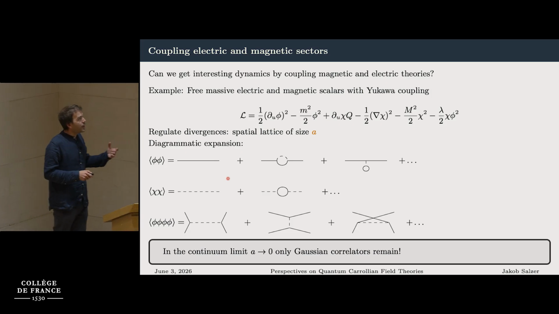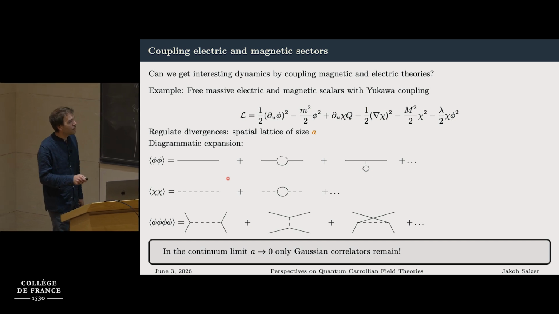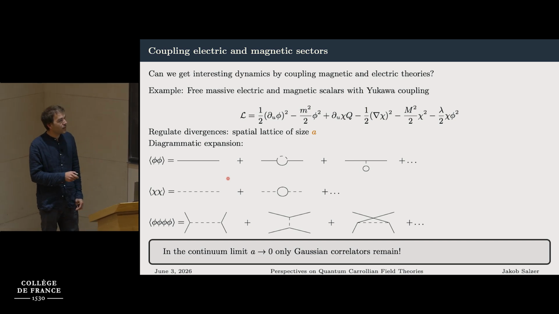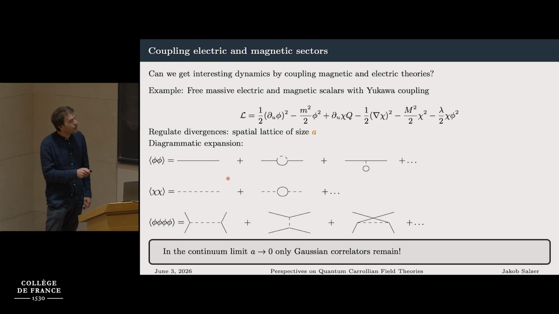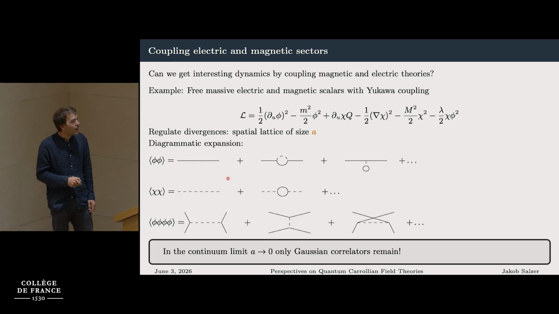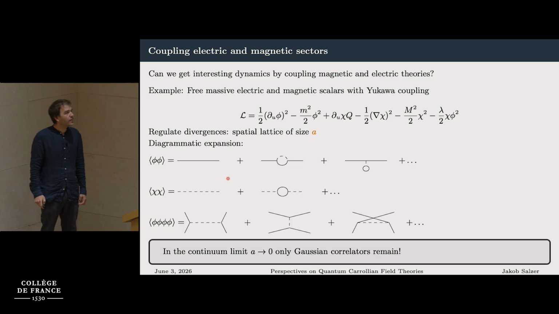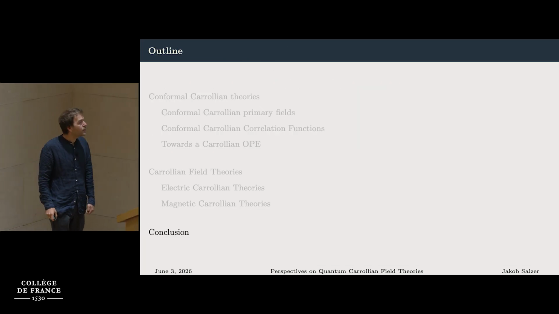So again, you have to regulate the divergences. We do this by introducing this spatial lattice of side a. You can compute many correlators. I don't give you the formulas. They're not very illuminating. You can find them in the paper. But you can do some expansion in Feynman diagrams. But again, it turns out that in the continuum limit, all of these correlation functions go away, which is a bit unfortunate. Okay, with this, let me conclude.